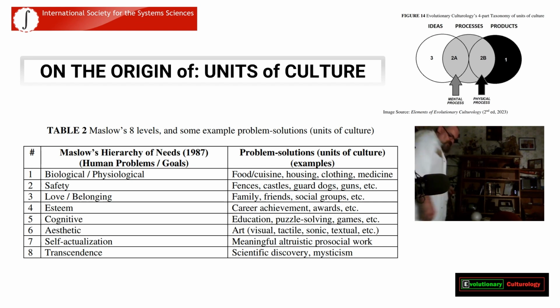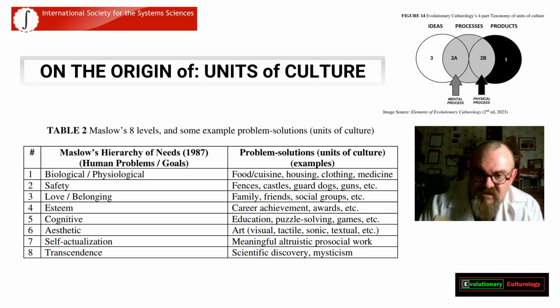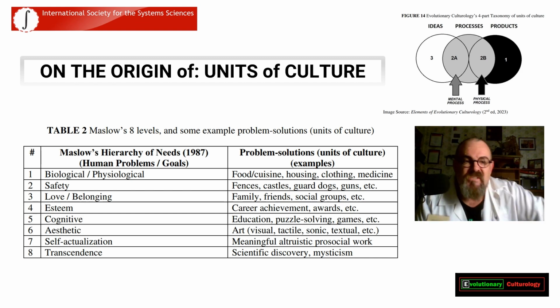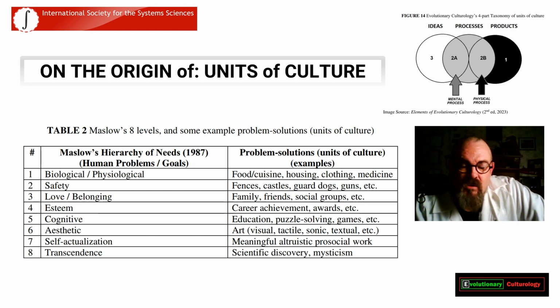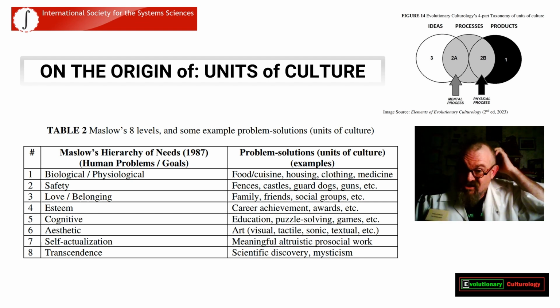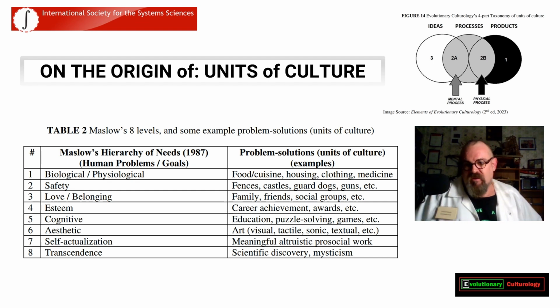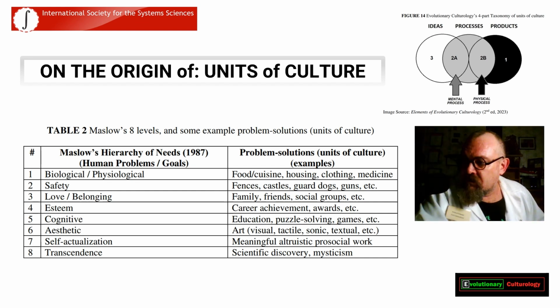Anyway, that's the domain of clothing. Yeah, so your first row of needs there, or hierarchy. Then moving up, you're looking for safety, and that's where we invent fences, castles, guard dogs, guns, and things like that. Or we don't invent them, we repurpose them, adapt them to our needs.